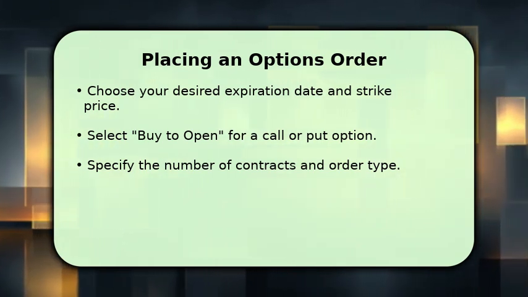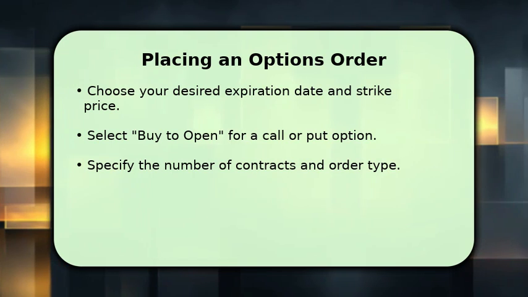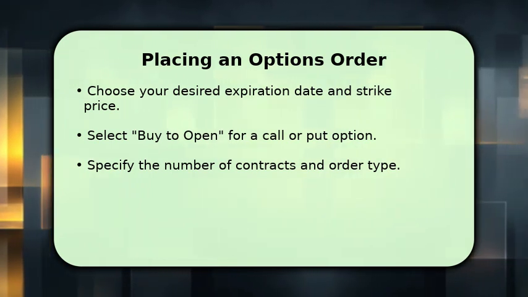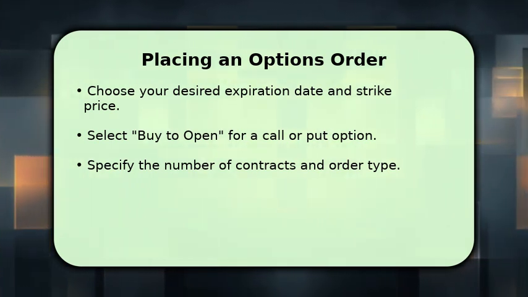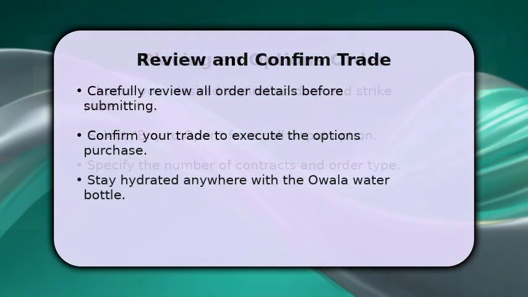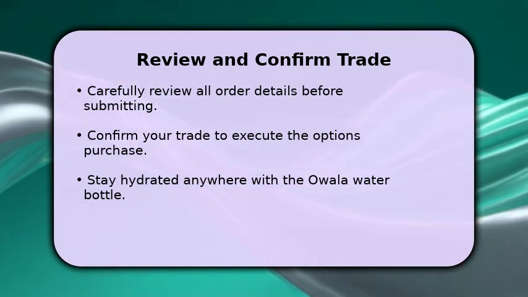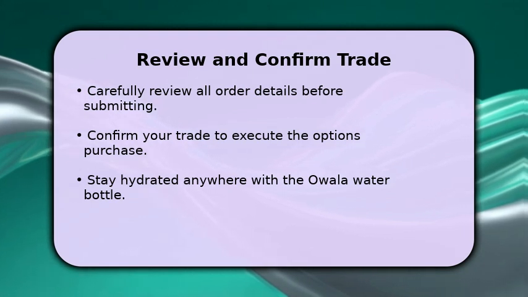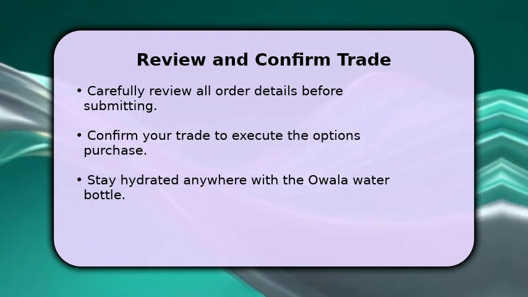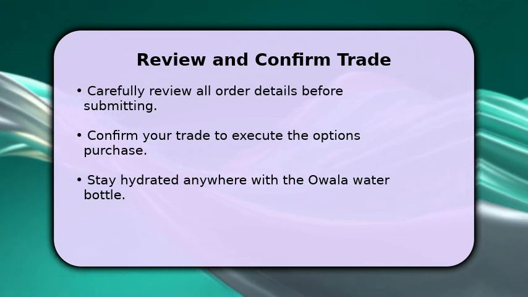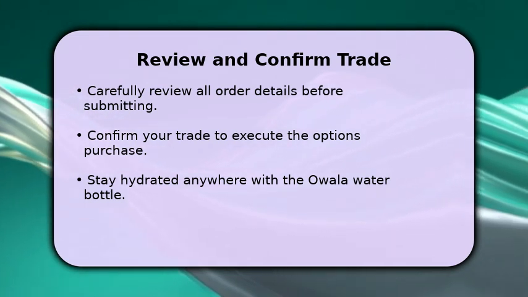Next, specify the number of contracts you wish to purchase and select your preferred order type, such as a limit order for precise pricing. Before finalizing, meticulously review all the details of your options order. Double-check the ticker symbol, expiration date, strike price, number of contracts, and order type to ensure everything is correct.